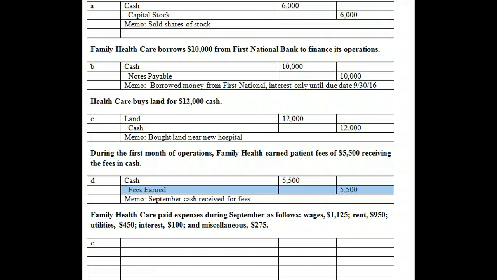The way that I like to remember that the revenue account increases with credits is expense or debits, expense or debits, expense or debits. The opposite of expenses is revenue, so a revenue account must increase with credits.